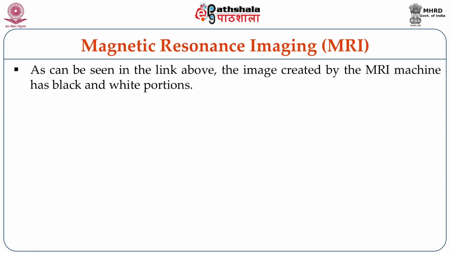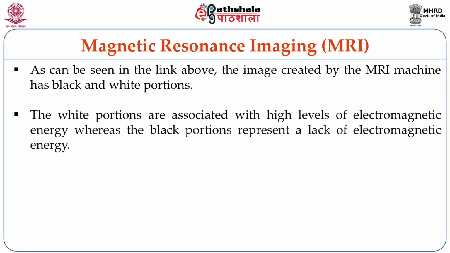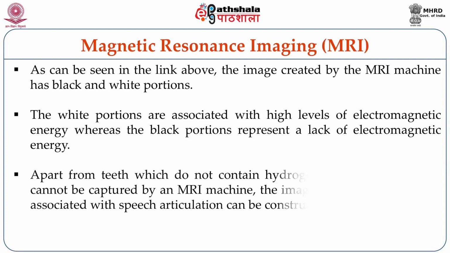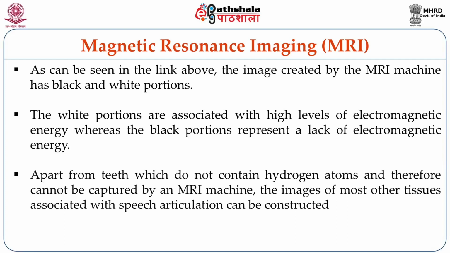As can be seen in the video on your screens, the image created by the MRI machine has black and white portions. The white portions are associated with high levels of electromagnetic energy, whereas the black portions represent a lack of electromagnetic energy. Apart from teeth, which do not contain hydrogen atoms and therefore cannot be captured by the MRI machine, the images of most other tissues associated with speech articulation can be constructed.